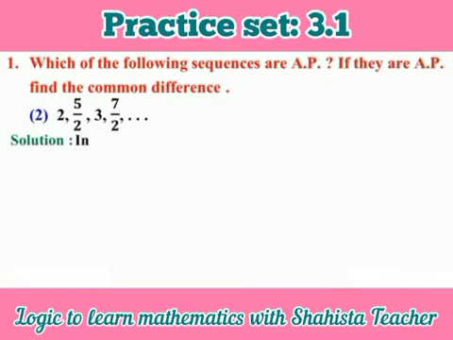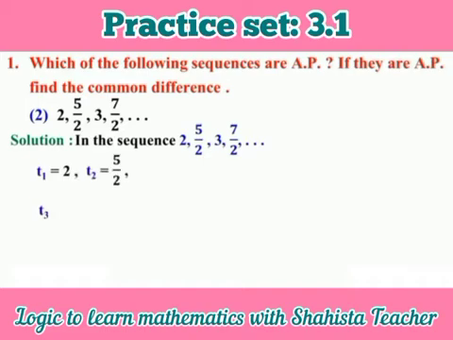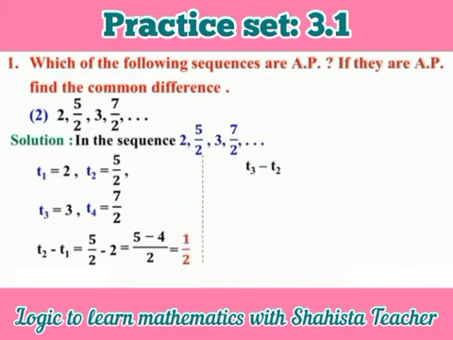In the sequence 2, 5 upon 2, 3, 7 upon 2 and so on, T1 is equal to 2, T2 is equal to 5 upon 2, T3 is equal to 3 and T4 is equal to 7 upon 2. So T2 minus T1, that means 5 upon 2 minus 2. Two 2s are 4, so 5 minus 4 upon 2, which is 1 upon 2.